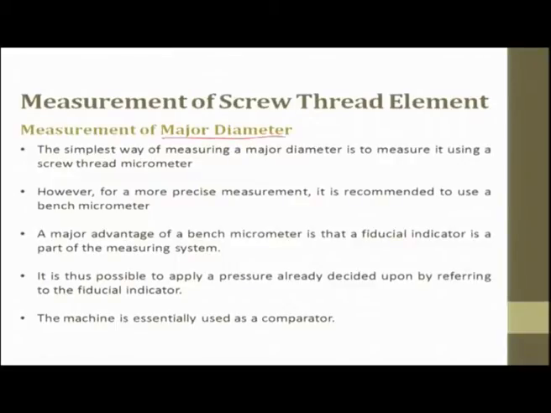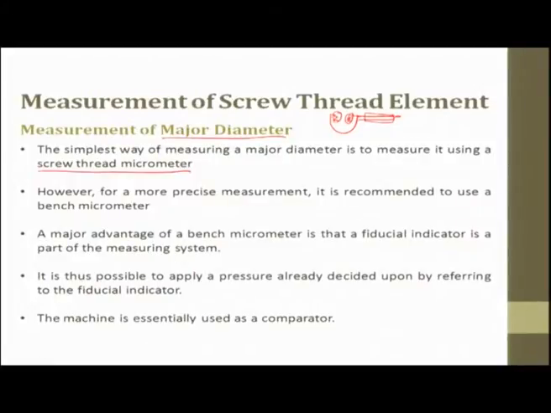First, let us see how we measure the major diameter. The simplest way of measuring a major diameter is to measure it using a screw thread micrometer. Generally what we do is we take a screw thread micrometer, and here we have a fixed one and here we have a moving one. We try to change the contacting point so that the screw threads exactly mate with the anvil threads, so that you can measure the diameter.